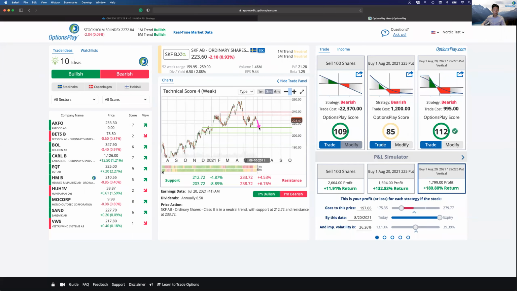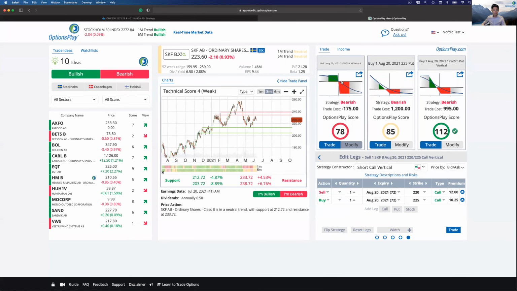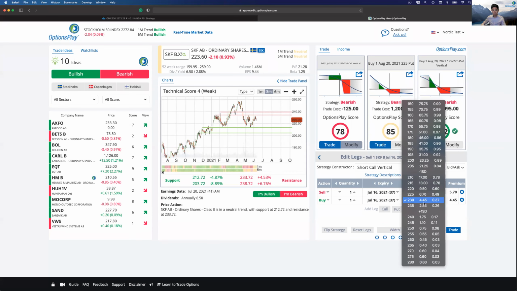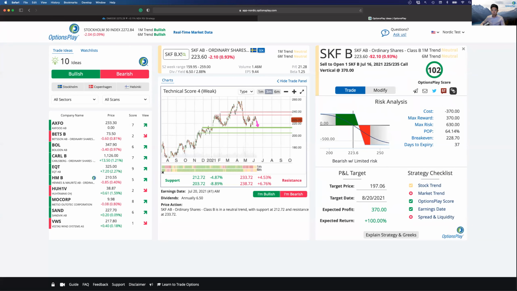Now, the first target that I would have is this 210, 212 level, which is not too much lower. That's only about 10 crowns lower from where it is today. So I would be inclined to look at a more mildly bearish play, like a credit spread to start with, selling maybe a 225, 235 credit spread, collecting 370 crowns, which is 37% of the width, because the width here is 10 crowns and I'm collecting 370 crowns. That would be a moderate way to play a small move to the downside. So let's save this particular trade.